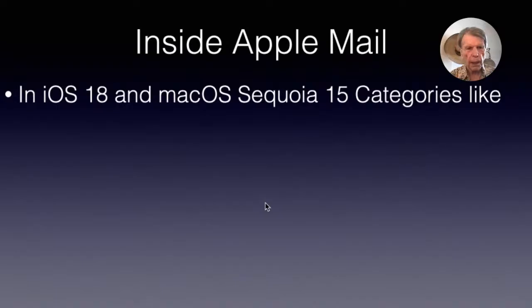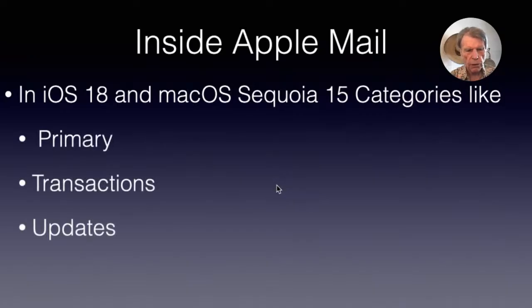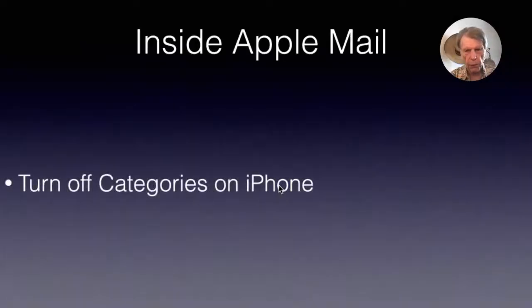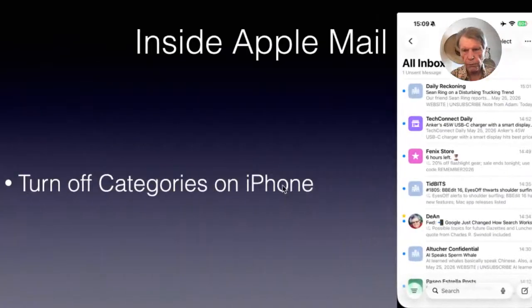So in iOS 18 and macOS Sequoia 15, categories were introduced, and they were actually turned on by default when you upgraded to those operating systems. They had the primary, the transactions, the updates, and the promotions. But some people didn't care for that little thing that Apple added for them. So we're going to show you how to turn off the categories on your iPhone.